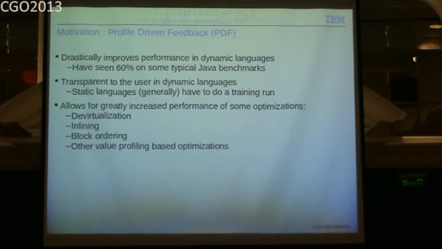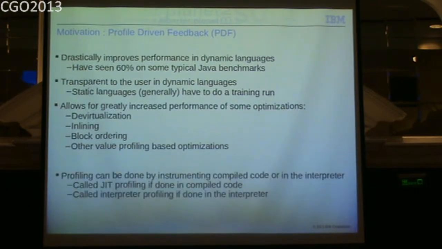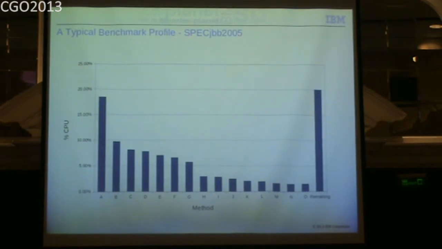Java, being a dynamic language, is very call and branch intensive. So we found that optimizations like devirtualizing, inlining, and block ordering are important and only get better with the presence of profiling information. In J9, there's two spots that we do profiling. One is by instrumenting code, which we call JIT profiling, and the other spot is in the interpreter, which we call interpreter profiling. So now let's look at a typical benchmark profile.